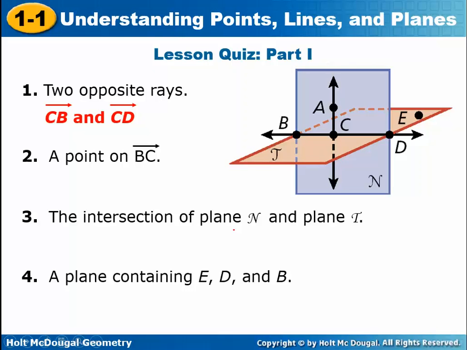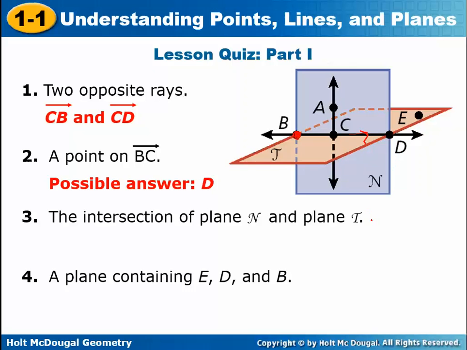So the answer for number 1, 2 opposite rays are CB and CD. A point on BC, ray BC. A possible answer is D. So ray BC might be like, that's a line, BC. But it can be a ray because you can say, well, from right here this way is a ray. And D is on that.